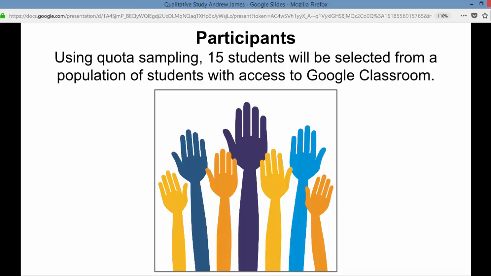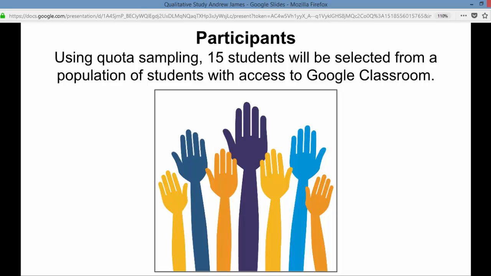We will use quota sampling with 15 students selected from the population of students with access to Google Classroom. So my study is on the effects of discussion forums in class, and how they affect student learning the most. So my population will be the students who have used Google Classroom or some other discussion forum in math class. We will only need 15 students because of the time it will take to conduct interviews and transcribe them. Participants will be selected using quota sampling from the population of math students. Quota sampling is not random and it's not precise, but it will select participants with the characteristics we want of using discussion forums in math class.